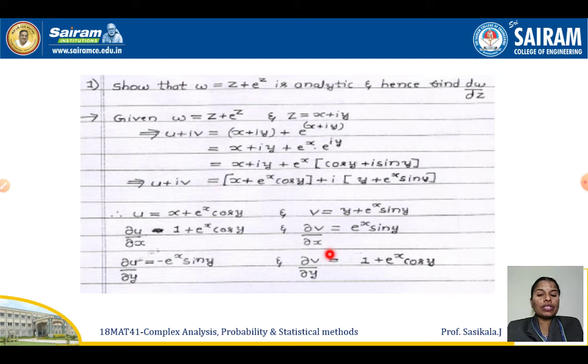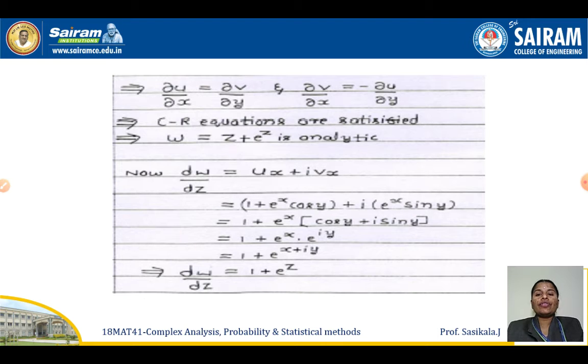And for the v function with respect to x, I'll get e^x sin y. ∂v/∂y will be 1 plus e^x cos y. So you can see that ∂u/∂x is equal to ∂v/∂y, and then ∂v/∂x is equal to minus of ∂u/∂y. So the CR equations are satisfied. So you can tell the given function is analytic. Now go for your differentiability.